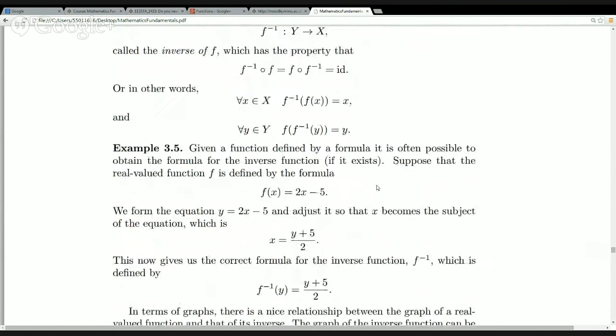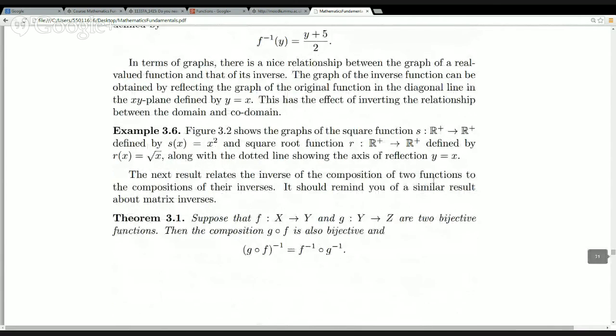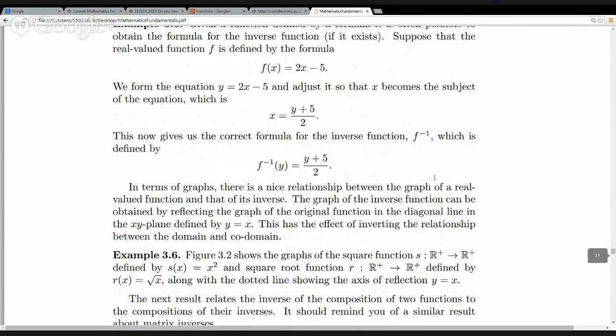Okay, I better end it there, but you can read through. There's a couple of examples there about finding formulae for inverse functions, and that leads you on to some of the tutorial exercises. So you can investigate this notion of composition and inverses in the tutorials, and we'll discuss it more next week.